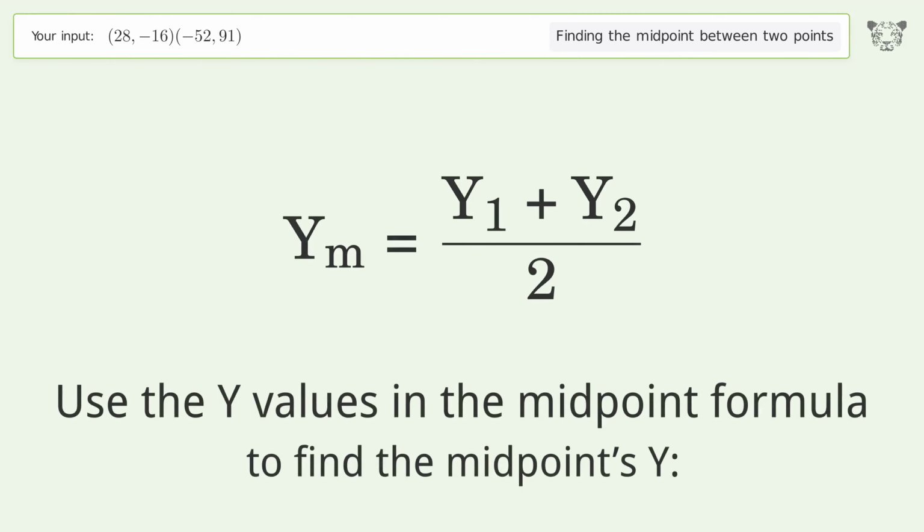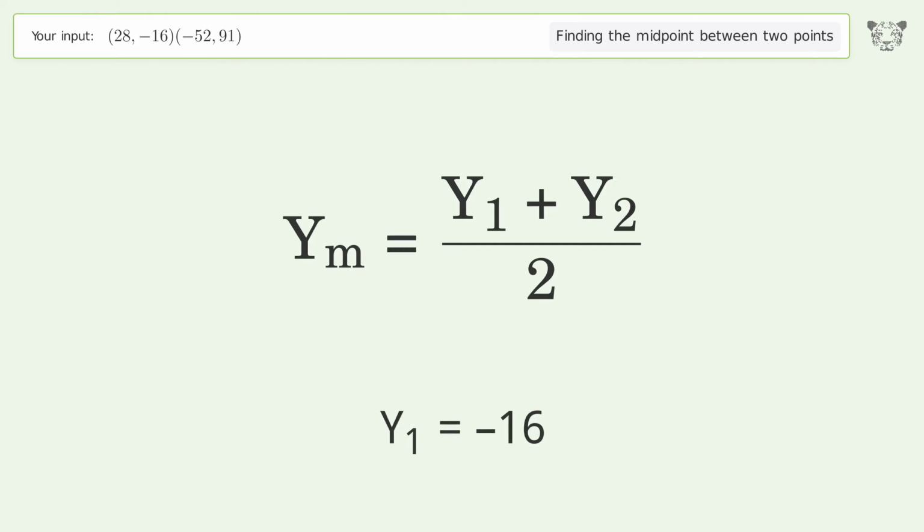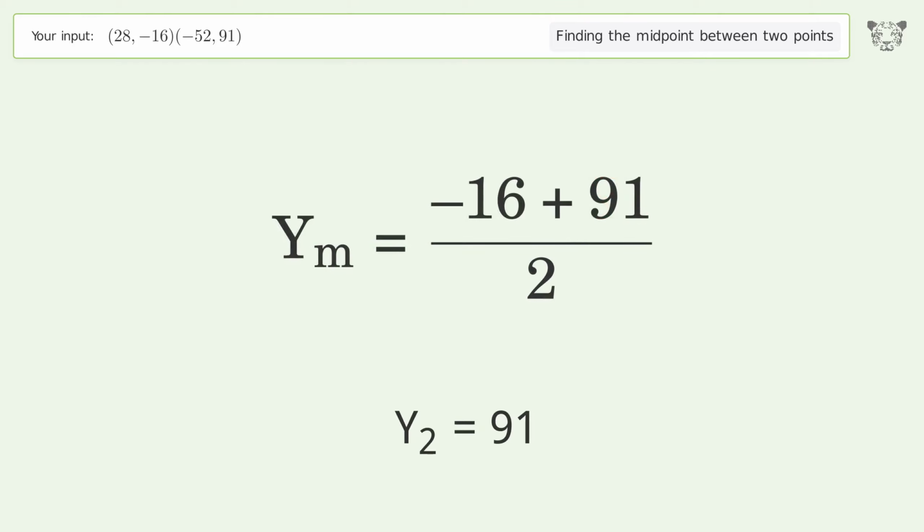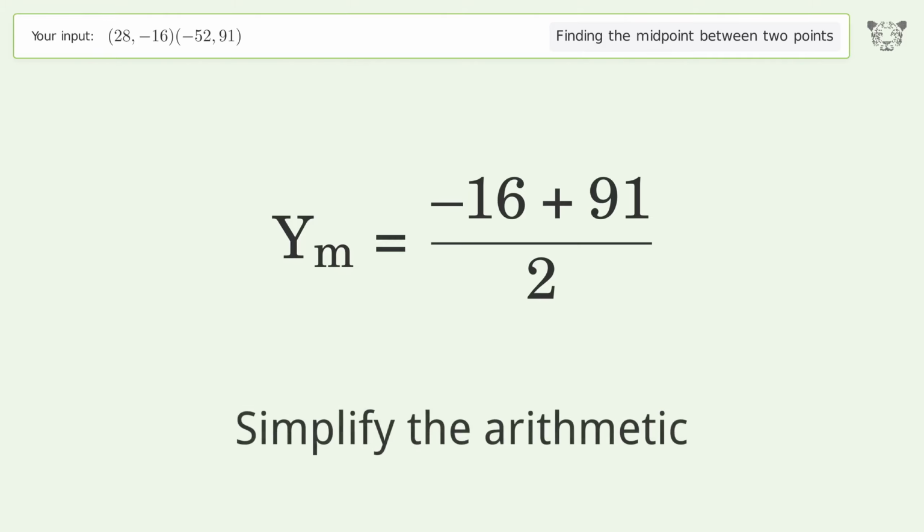Use the y values in the midpoint formula to find the midpoint's y. y1 equals -16. y2 equals 91. Simplify the arithmetic.